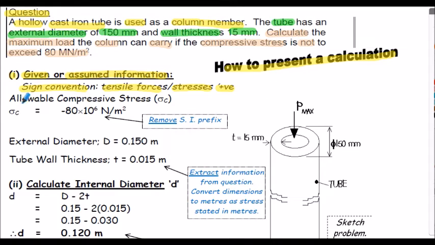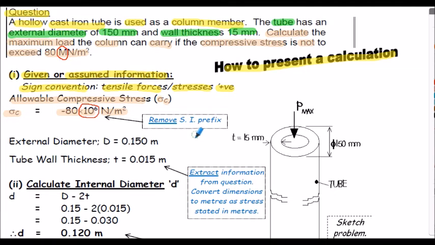So reading the allowable compressive stress from the question, notice I'm using symbols here, lowercase sigma for compressive stress. The compressive stress is actually negative 80 times 10 to the 6 newtons per meter squared. So I'm using negative here because I have a compressive force. Notice also I've removed the prefix given in the question. The mega has now become times 10 to the 6.